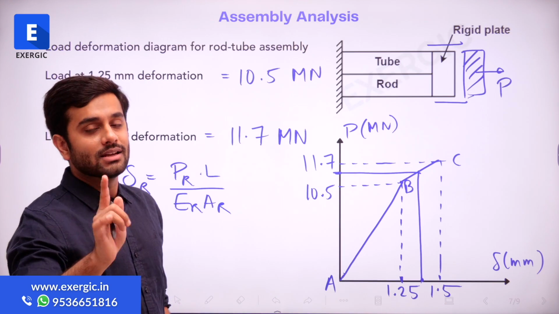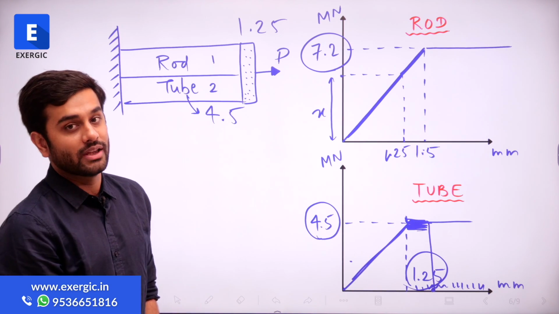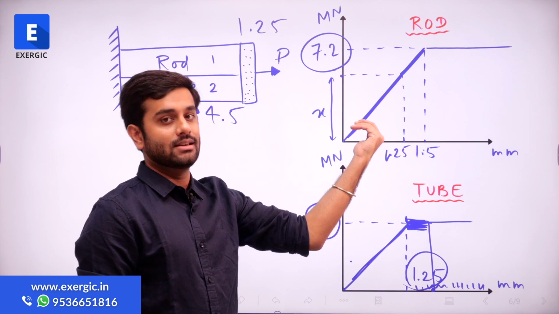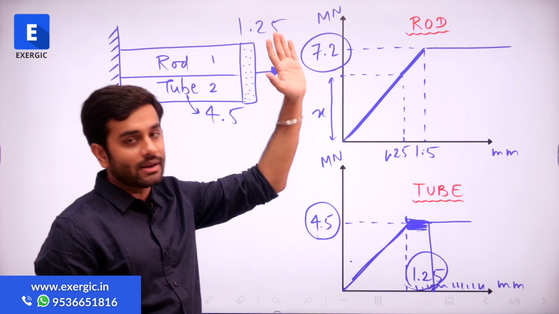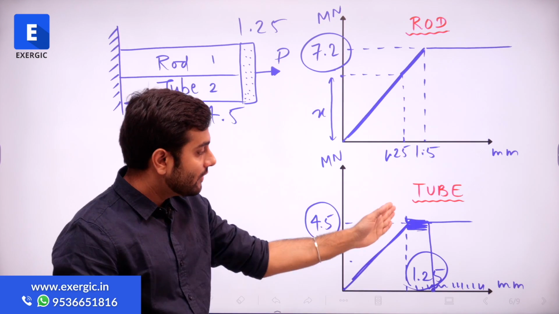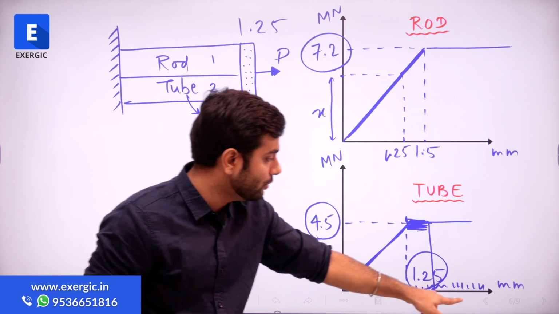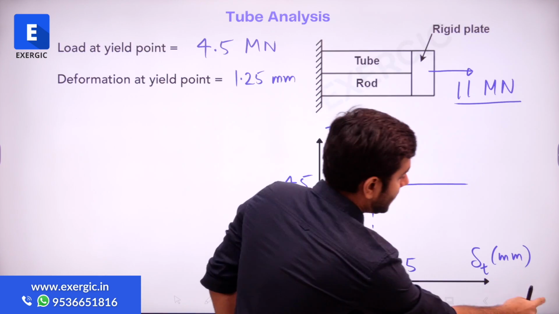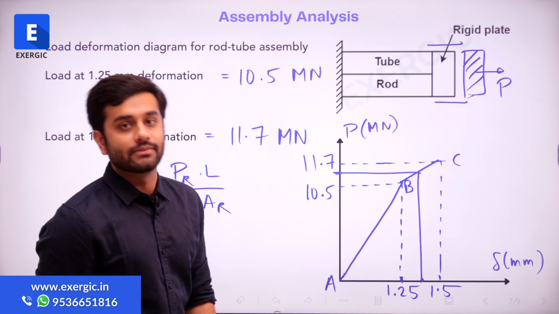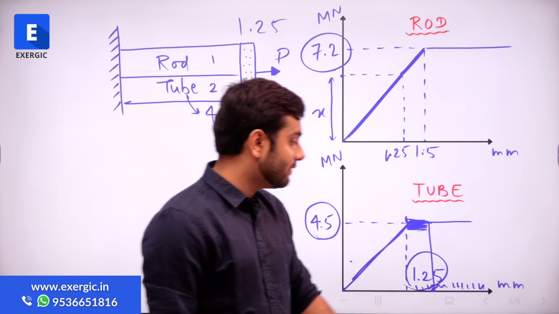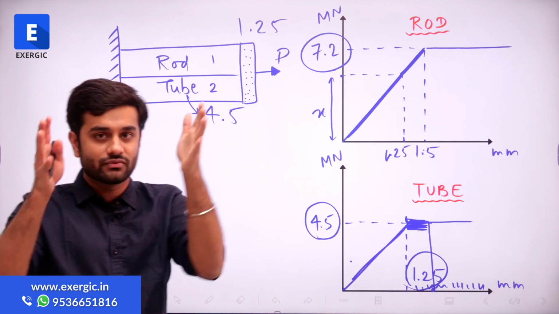Which clearly means that if the deformation is between 1.25 and 5, the rod is in the elastic region or at just the border of the elastic region, but the tube is in the plastic region, because any value higher than 1.25 will enter the plastic region. At 11 meganewton, it is a value higher than 1.25, right? So if you want to find the deflection, it will be the same for both of them, because they are part of the same assembly.